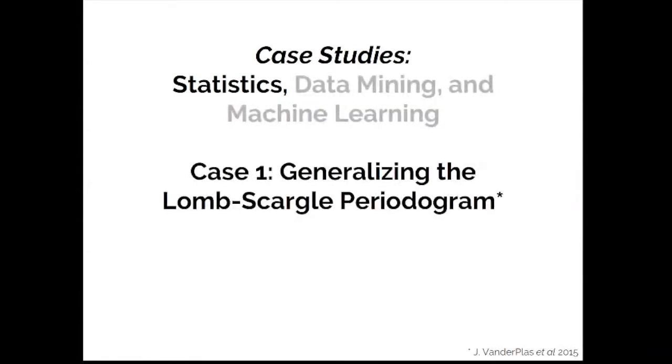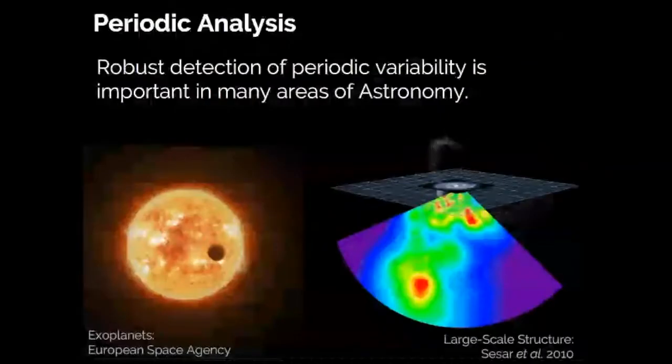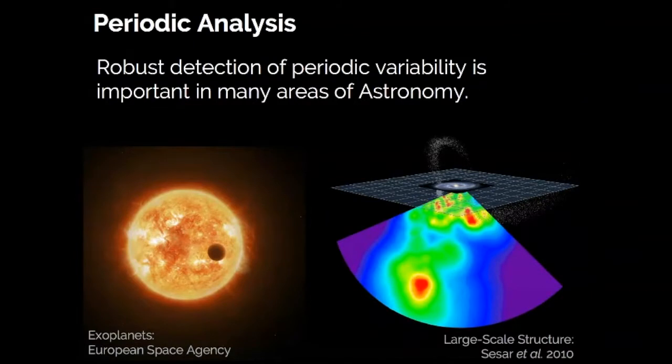The first one I want to talk about is in statistics, this idea of generalizing the Lomb-Scargle periodogram. This is something that I worked on a couple years ago that was kind of an interesting study. As we astronomers look up in the sky, one thing that's fundamental in a lot of different areas is detecting periodicity in objects. Periodic variation might be something like a planet going around a star and eclipsing it and creating a dip in the brightness. We want to be able to detect that. Or it might be something like detecting periodic variable stars that can be used to map the structure of the galaxy, because we can use them to get distances.